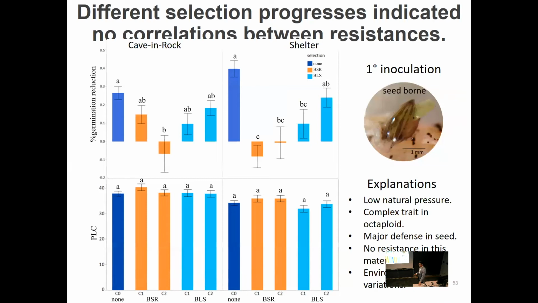And what's the explanation for no progress in resistance to Bipolaris leaf spot? There are a bunch of possibilities. There might be low natural pressure, or this is a complex trait. I work with octoploid switchgrass, and two cycles of selection may not be enough to push these to be more resistant. Or the worst case is there might not be resistance in this population that I'm working with.